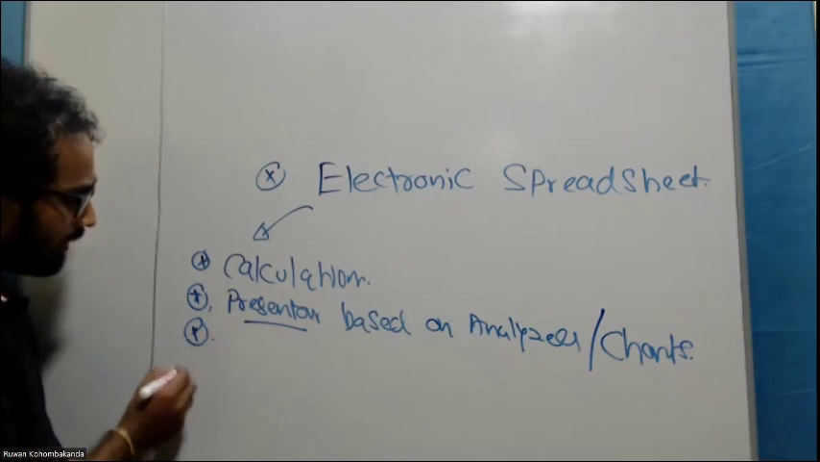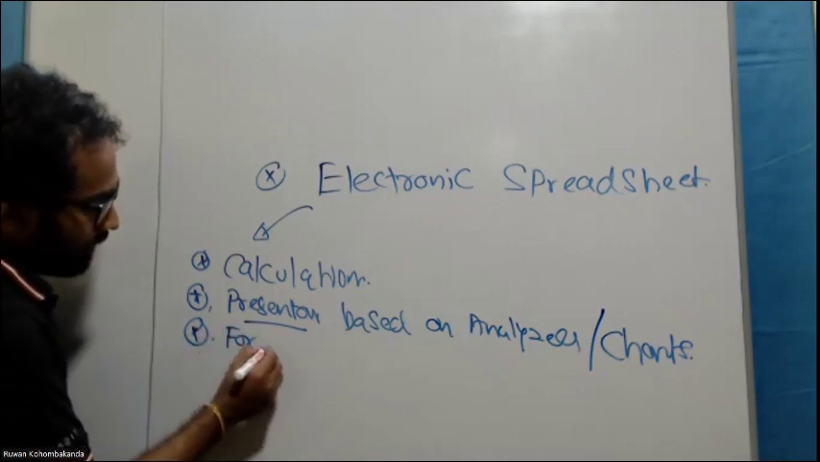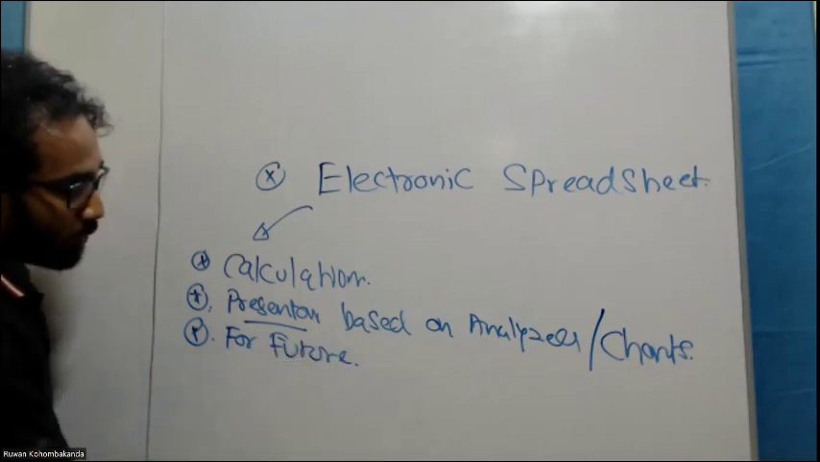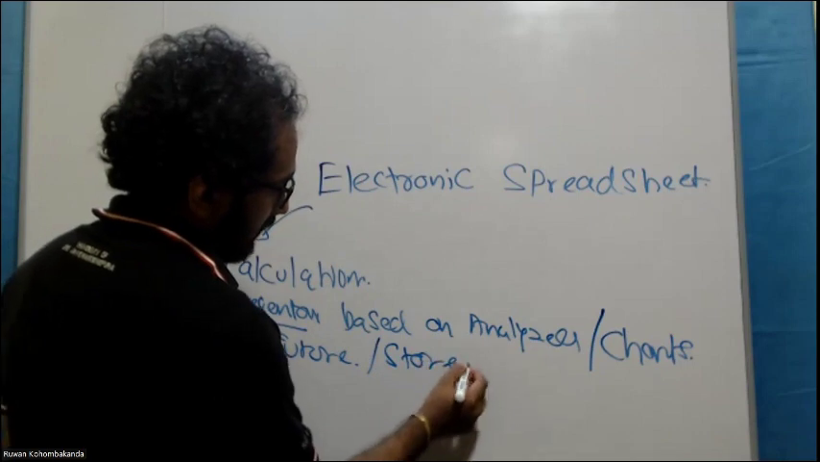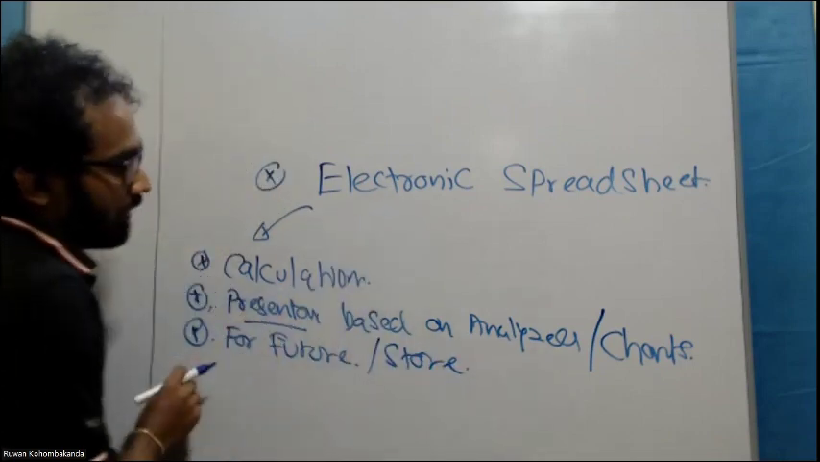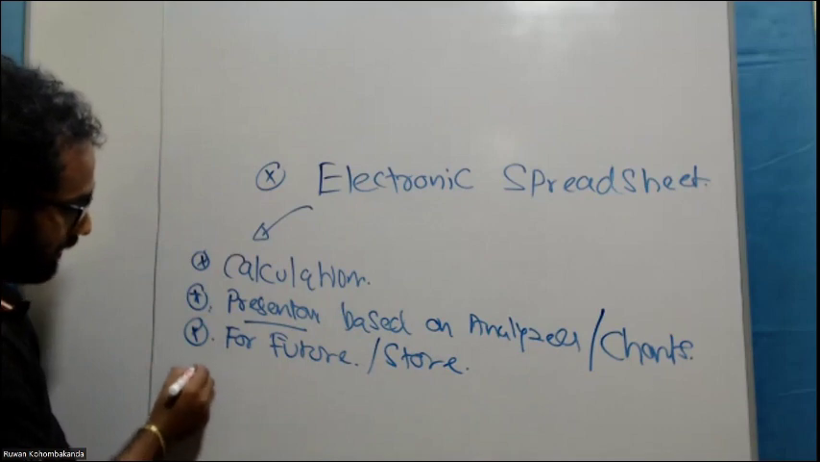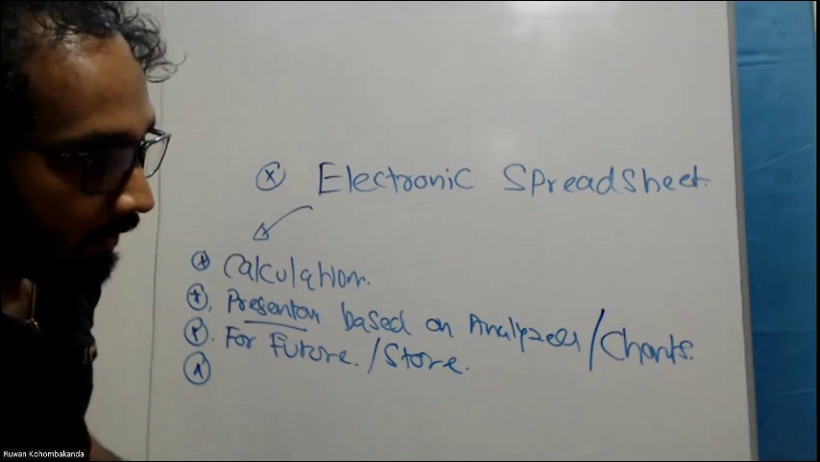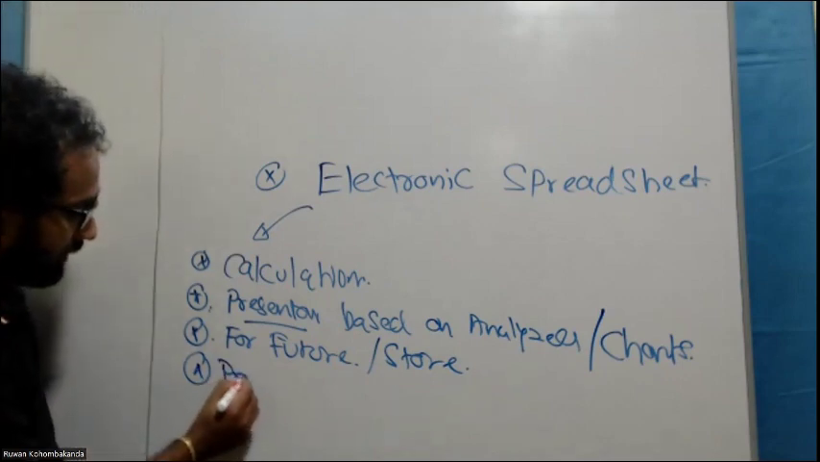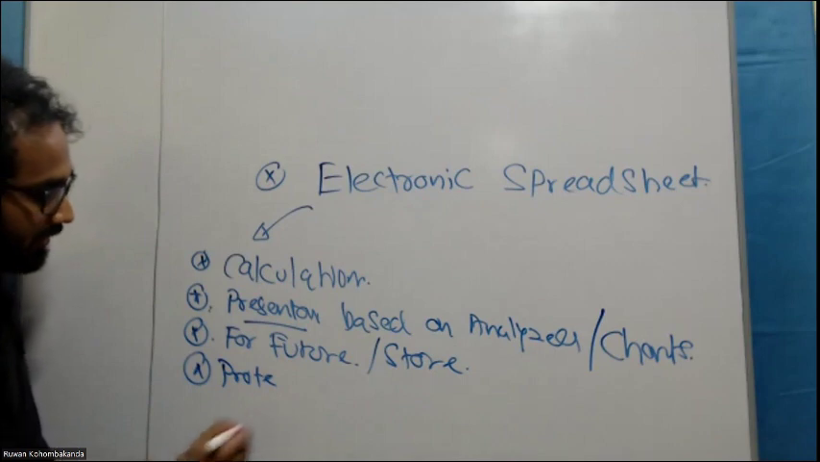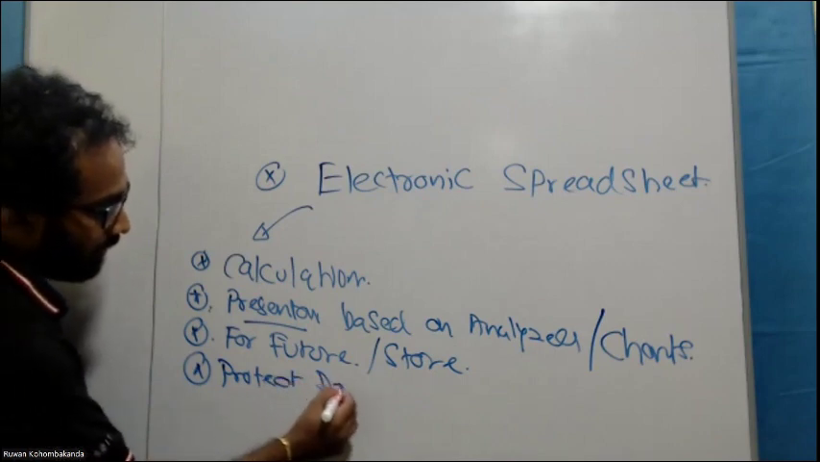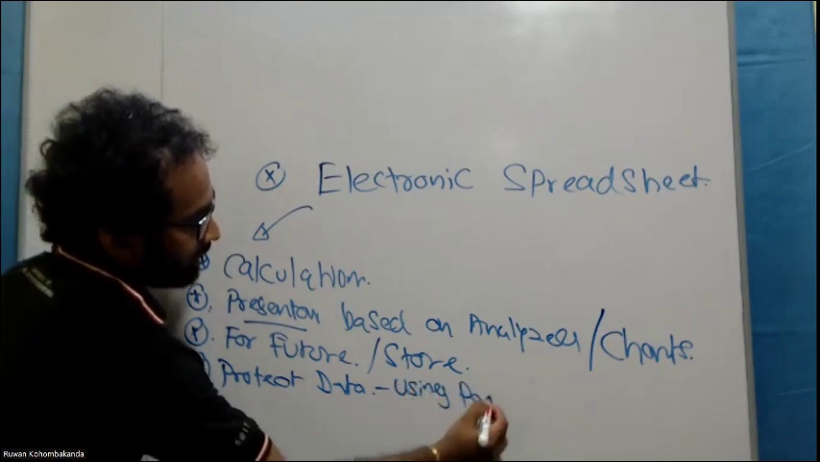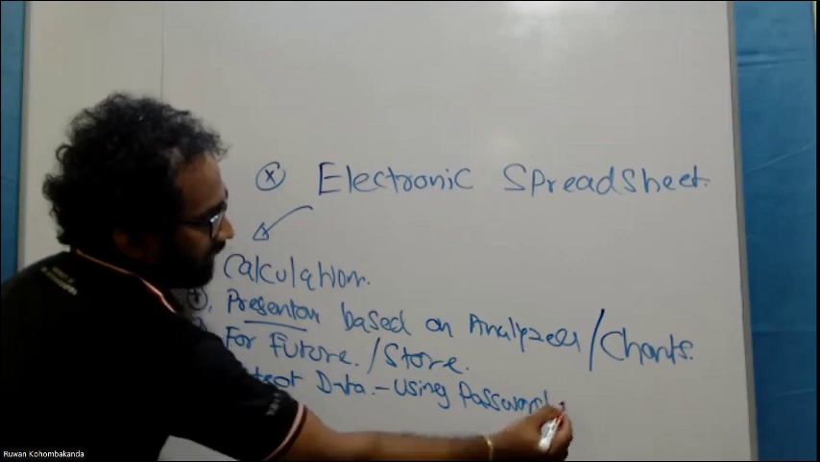Saving for future use. That means we can save and store some data, and for that we can use an electronic spreadsheet. Protection of data: we can protect data using passwords. What are the other purposes?